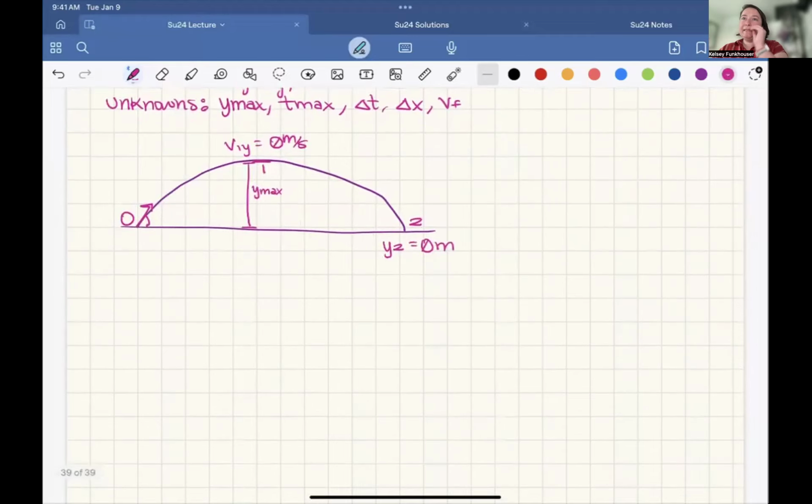So let's see what we can do to answer the first question, which is t, or time to maximum height. So that's going to be this one position on the trajectory. So let's see. And again, highest point means velocity in y equals 0.